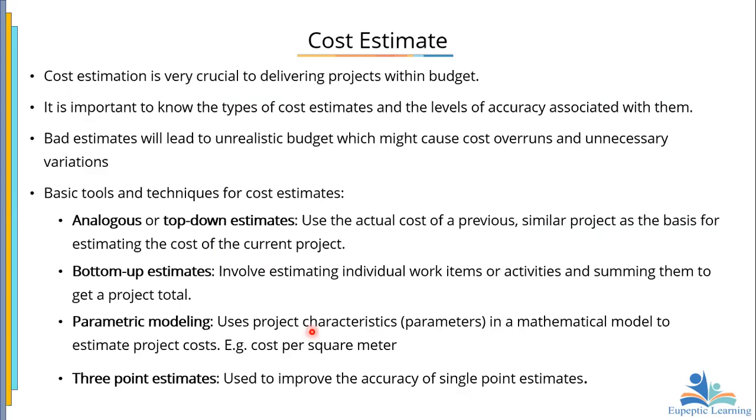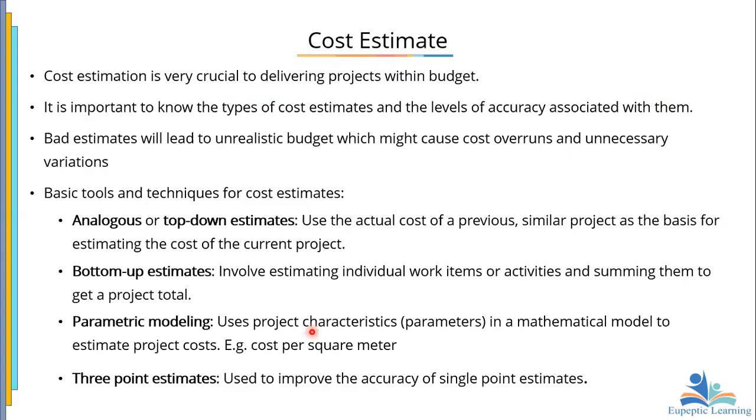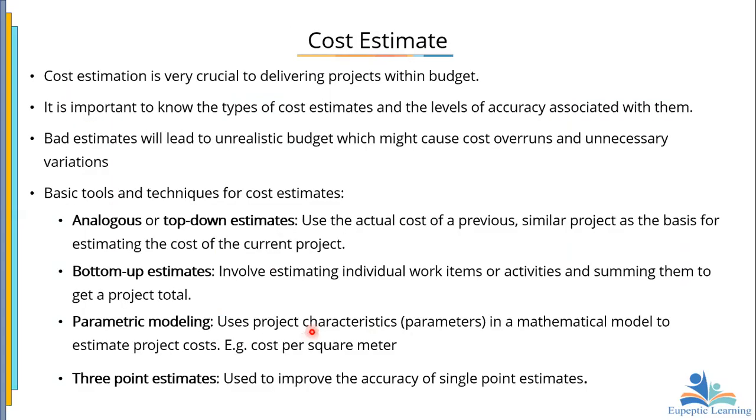Now, we talked about cost estimation here, and we just want to look at some things about it. The entire exam is not just about these ones. What do we mean by bottom-up estimation? What do we mean by certain things? So that's what we're going to look at here. It is important to know the types of cost estimate and the levels of accuracy associated with them. A bad estimate will definitely lead to an unrealistic budget, which might cause cost overruns and unnecessary variations.